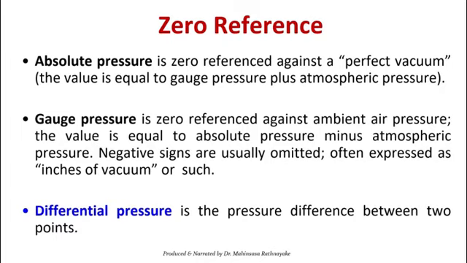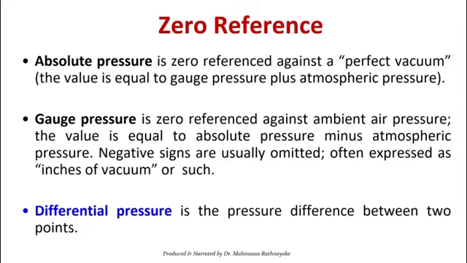Absolute pressure is zero reference against the perfect vacuum. I don't know whether you understand it. So in other words, if I say absolute pressure is the difference between the pressure of the fluid and the absolute zero of pressure, right? Absolute zero of pressure means you have to deduct the atmospheric pressure, right?